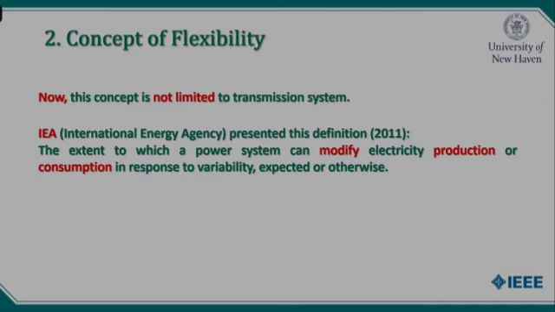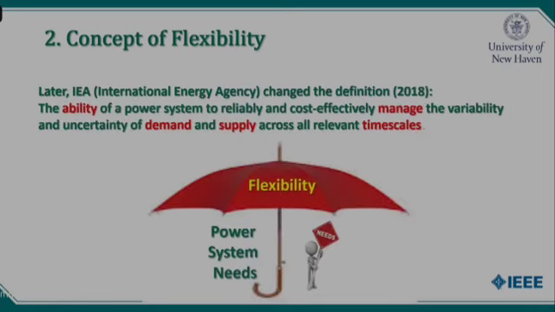I have tried to focus on the keywords of this definition. We have 3 words in red to show that these 3 are the key words in this definition. You can see, first of all, flexibility has been presented as an ability. Ability for what? For modification. Modification of what? Production and consumption in response to variability, which can be expected or otherwise. That was the first definition presented by IEA. Next slide, please.